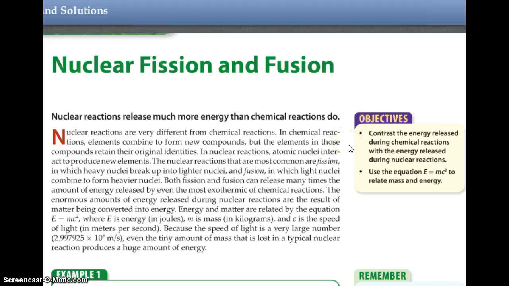Objectives: contrast the energy released during chemical reactions with the energy released during nuclear reactions. Use the equation E equals mc squared to relate mass and energy.